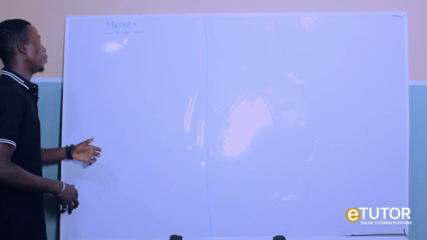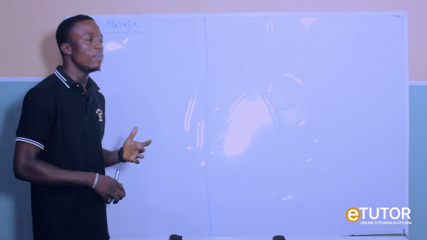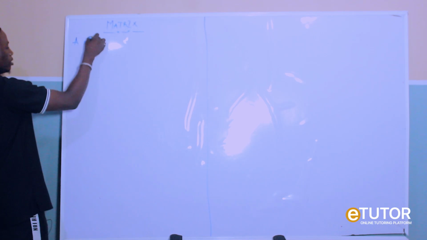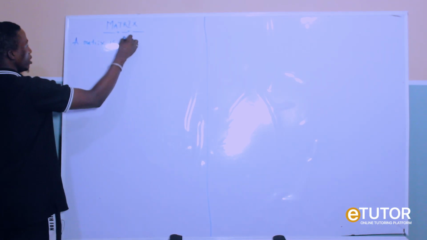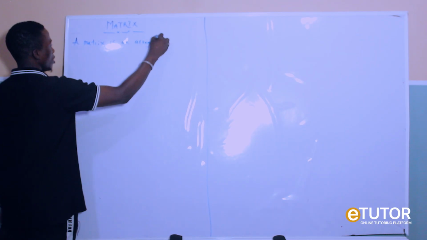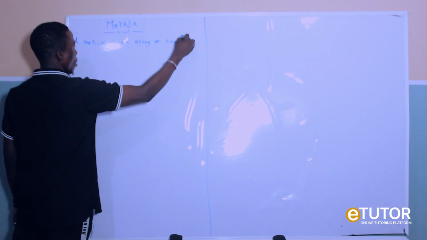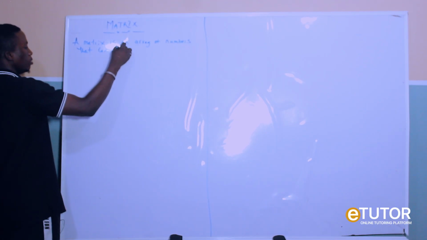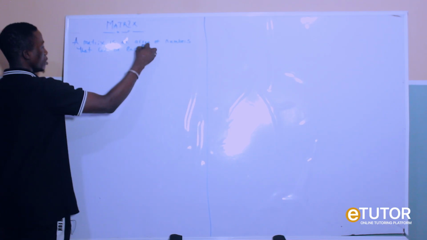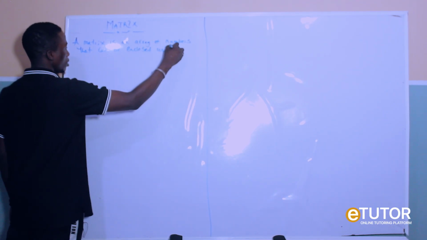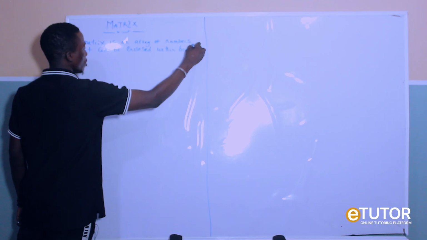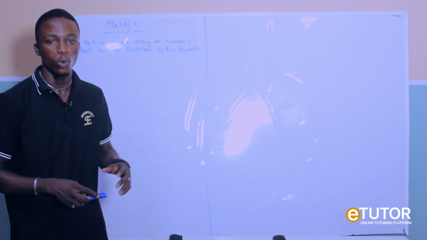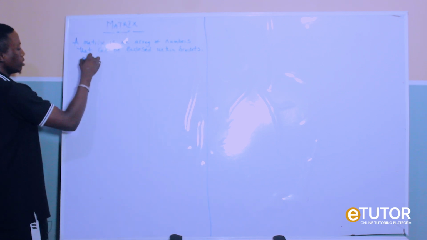Alright, so what exactly is a matrix? A matrix is an array of numbers that can be enclosed within brackets. Now, matrices are usually arranged in rows and columns. Now, this is an example of a matrix.